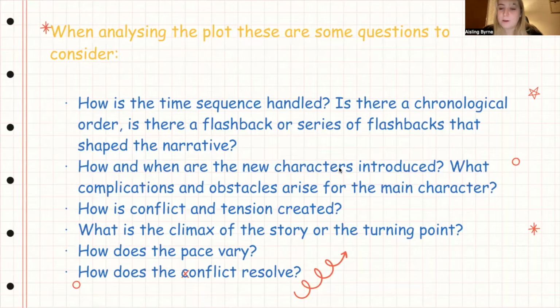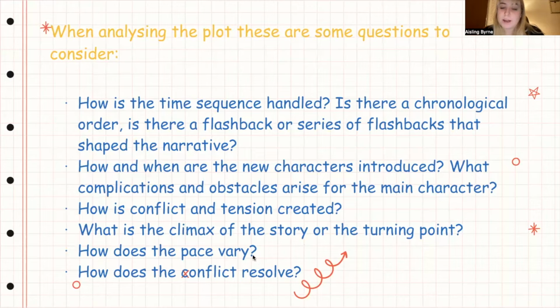How and when are new characters introduced? Are we introduced to every single character, or do we meet people along the way on our journey? What complications, what obstacles arise for the main character? So what's happening in the story? What is our main character faced with? Is everything just going fine and we're going in a straight line, or is there some sort of rising action, falling action? How are the conflict and tension created? How does the author create this tension and conflict? What is the climax of the story, or the turning point? So when do we reach the peak in the story? Is it in the middle? Is it near the end?